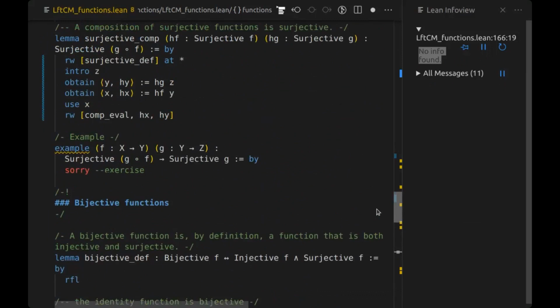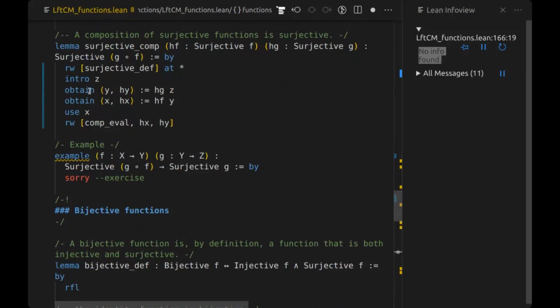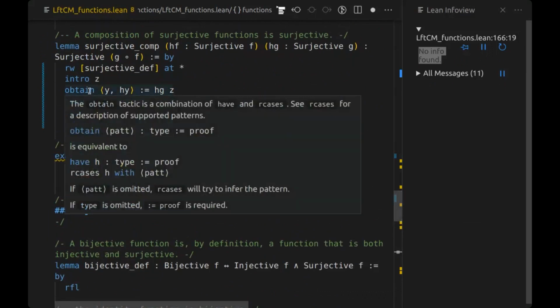You could also use R cases here. It's just a different way of writing that, but R cases will also work here.